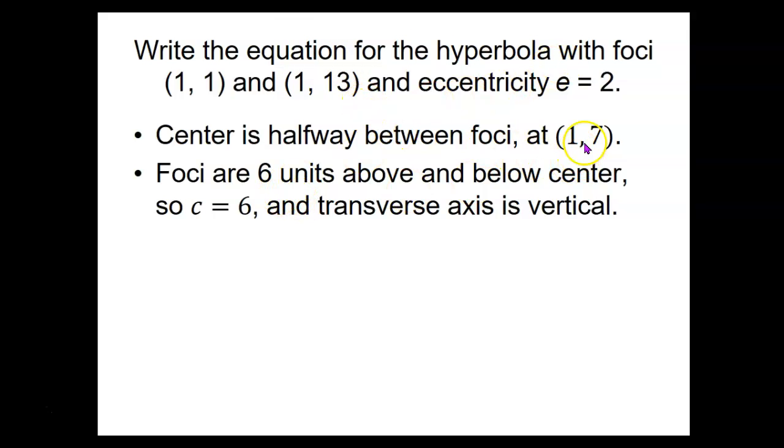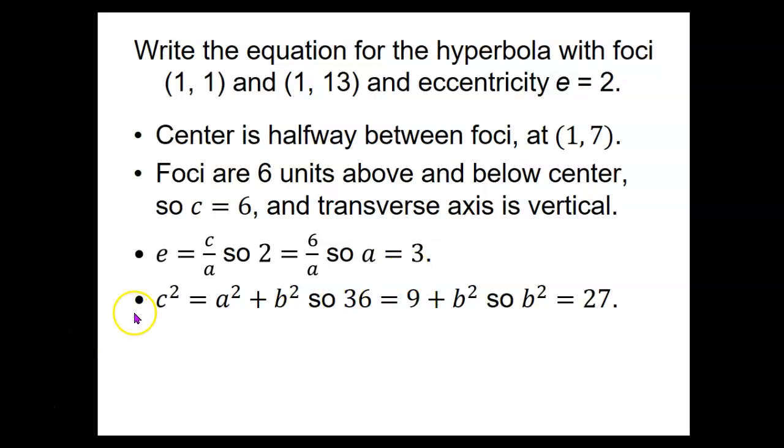The foci are 6 units away from the center. One of them is 6 spaces below, and the other one is 6 spaces above. So c, which stands for the distance between the center and either one of the foci, is 6. And because the foci are above and below the center point, we know that the transverse axis is vertical. It's in the y direction. The other information we have is that the eccentricity is 2. We have the equation e equals c over a, and we know the numbers for c and e. So 2 equals 6 over a, and from that we can work out that a equals 3.